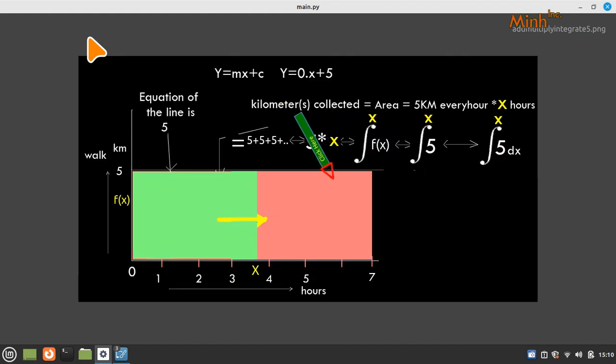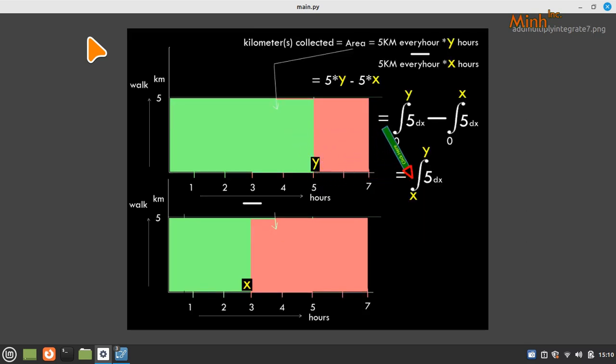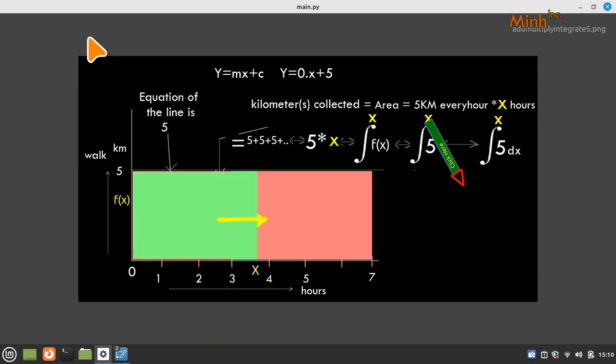So we started with addition, it shifted to multiplication, then it shifted to integration. Integration is nothing but just a sign, but internally it is area. Now integration is finding the area. We can find the area between a range, which we can denote like this, x to y and its function. In the integral, f(x) is the dependent variable and x is the independent variable.